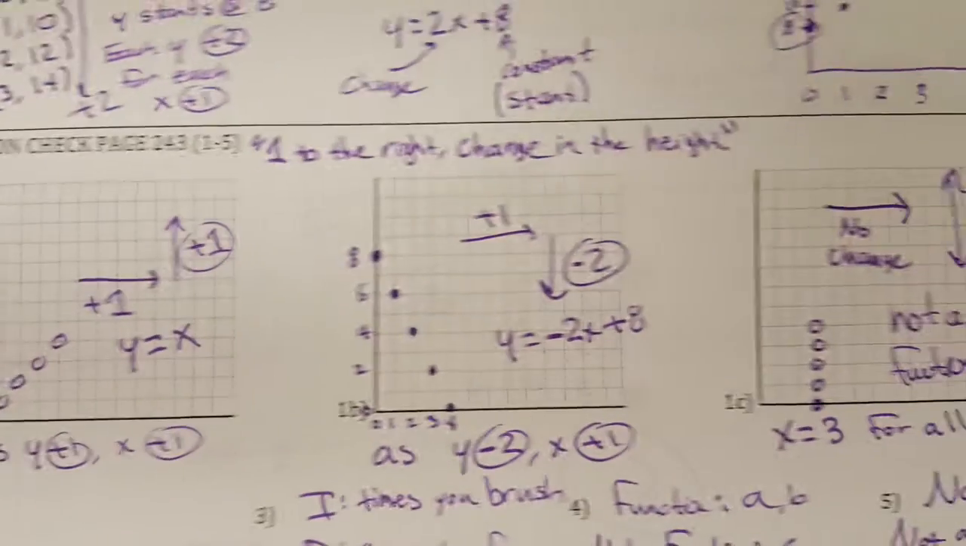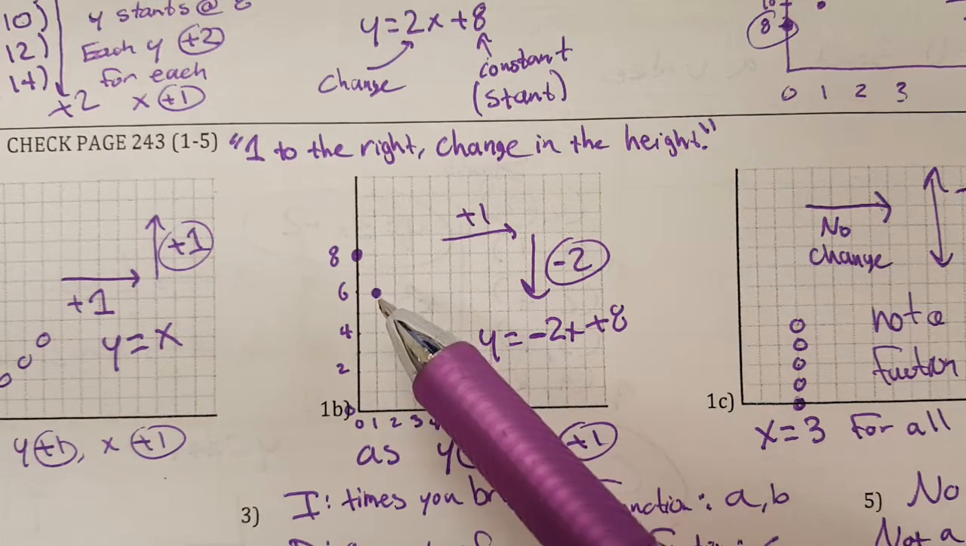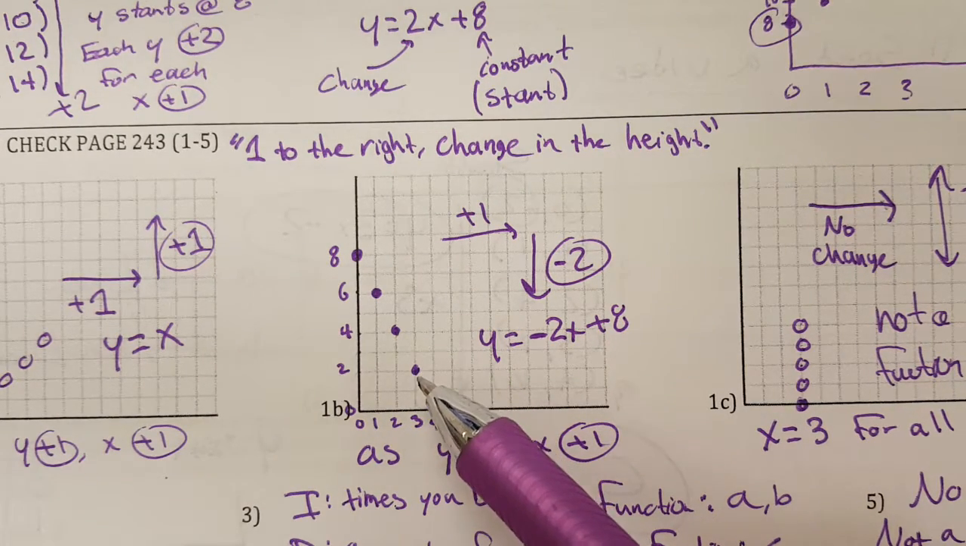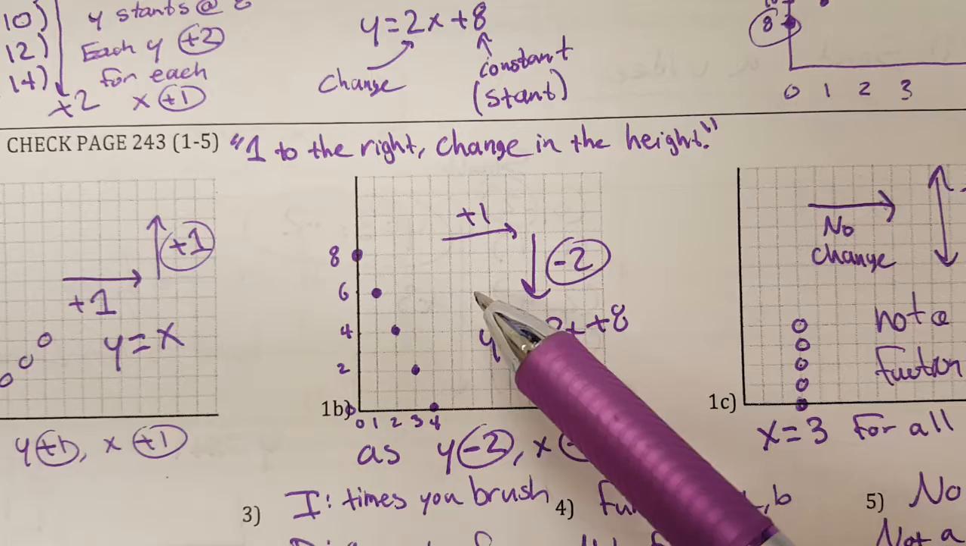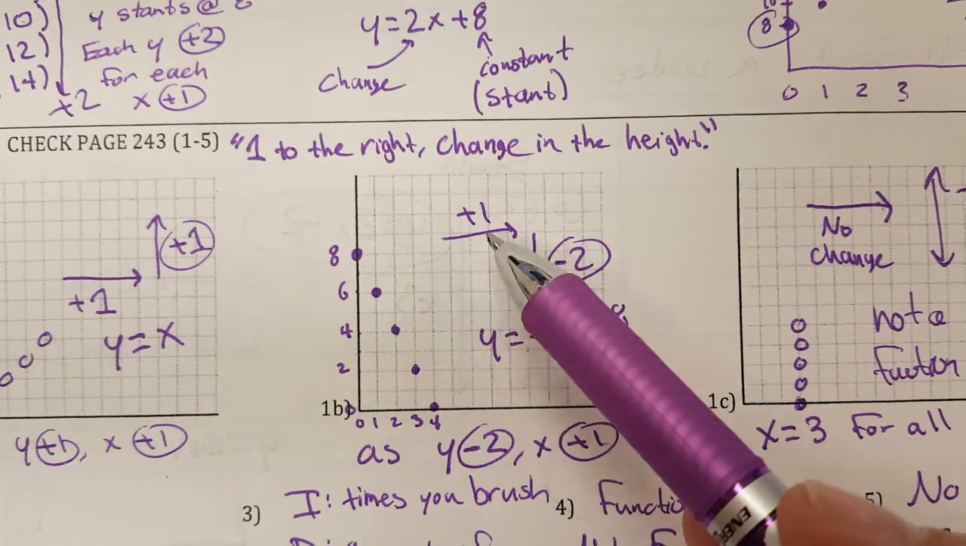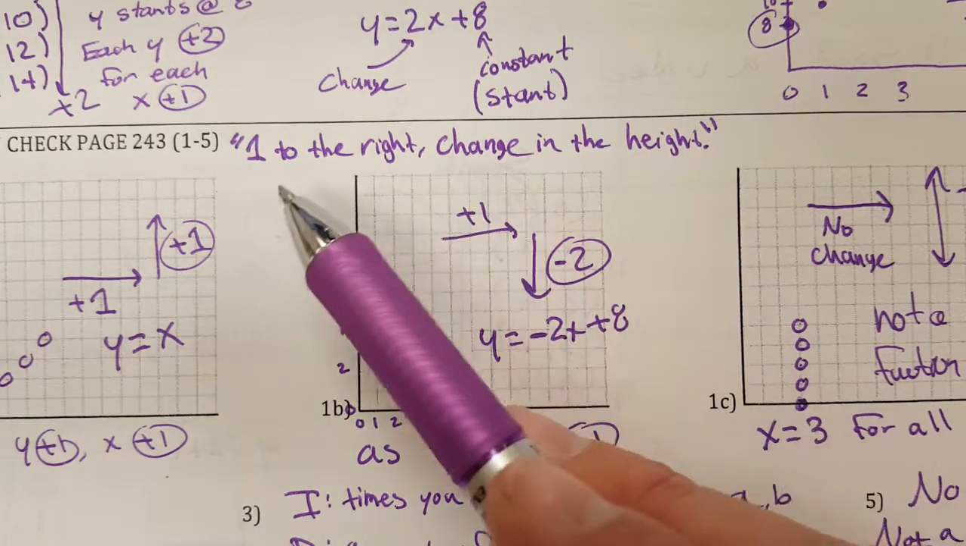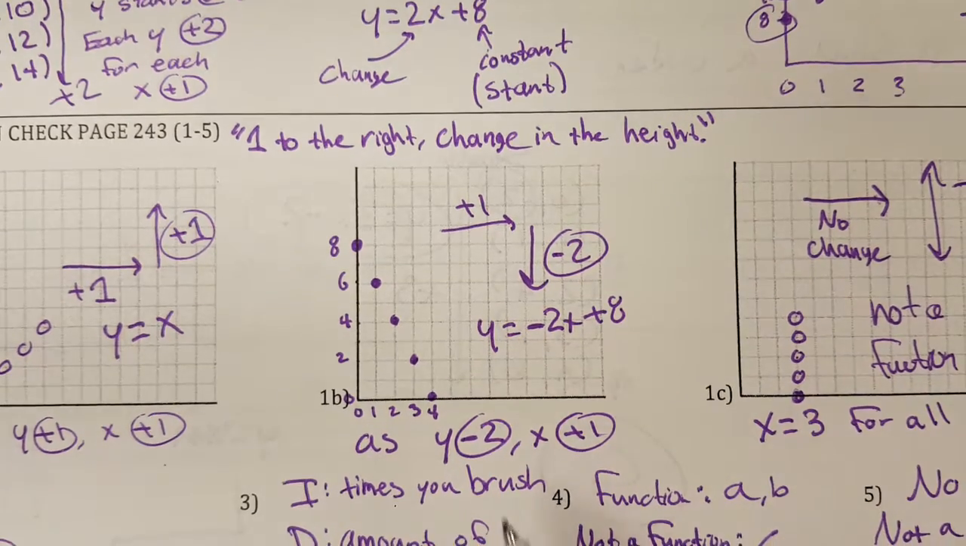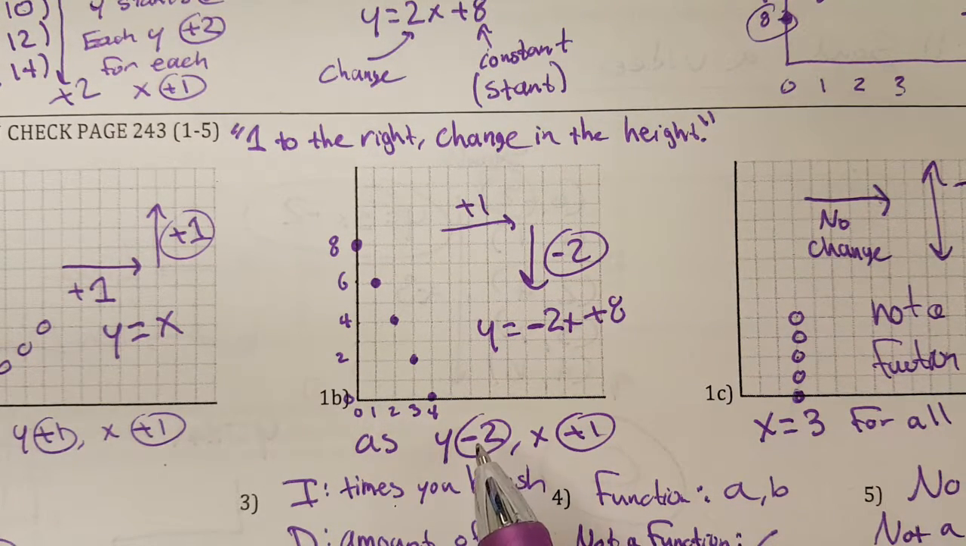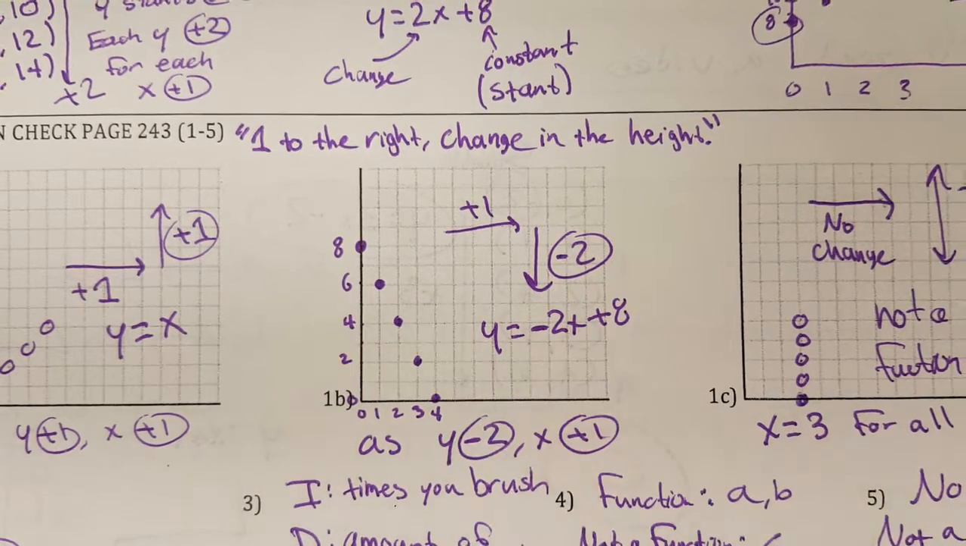The second set, they gave you (0, 8), (1, 6), (2, 4), (3, 2), and then (4, 0). So what's going on here? Well, in words, it looks like for every 1 to the right, you're going down 2. Again, 1 to the right, change in the height. Other way you could describe it, as y loses 2, x is gaining 1. So you're going 1 to the right, going down 2. We'll call that slope in the future.